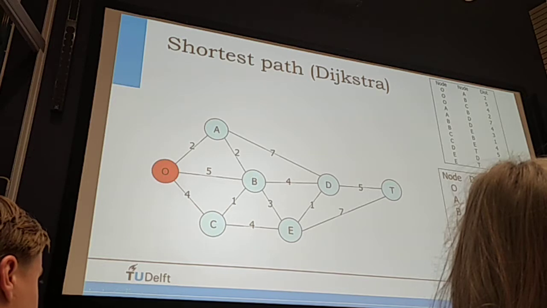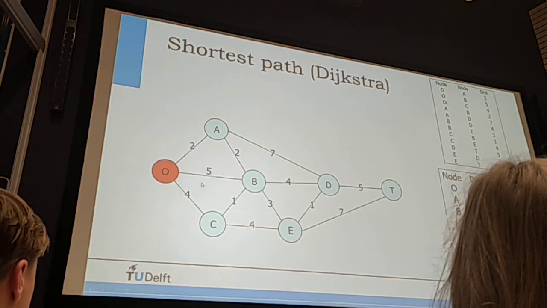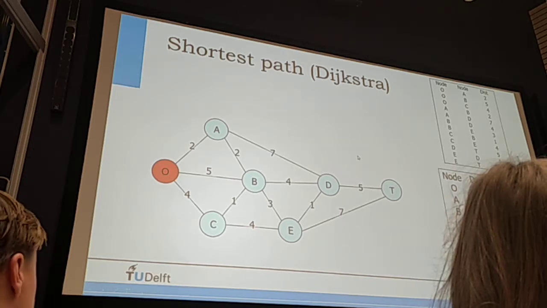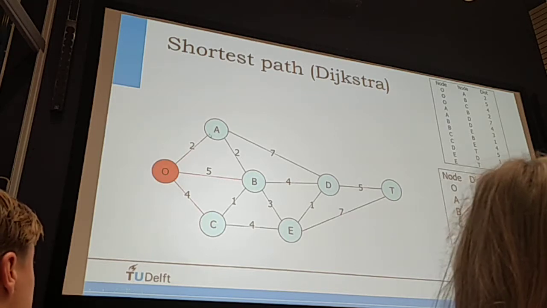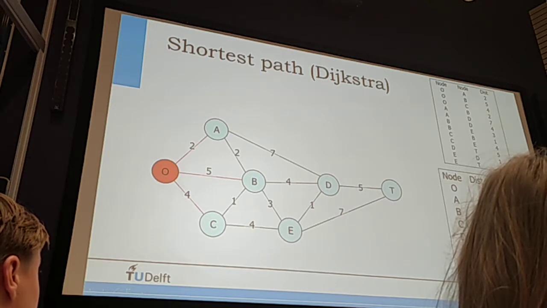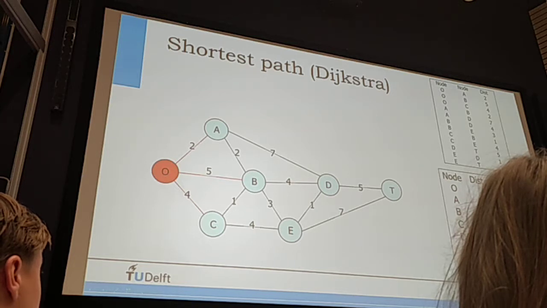So now for O, we say, okay, this is now the nearest node, and we look at all the different nodes connected to it, and we simply write down in those nodes what the distance is. So we see the distance to A is 2, to B is 5, to C is 4. You can see here, we write this down. A is connected from O by a distance of 2, B is connected from O by a distance of 5, and C is connected from O by a distance of 4.